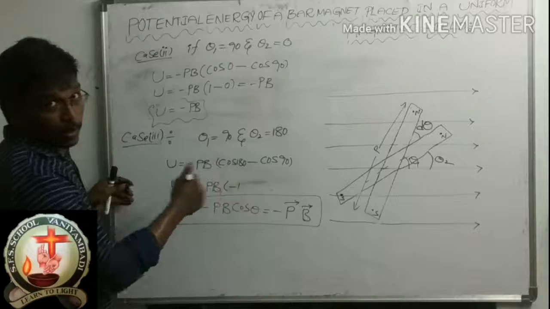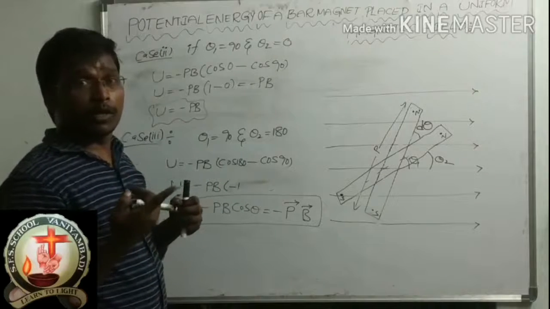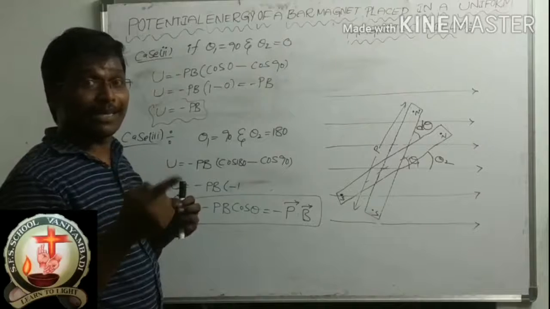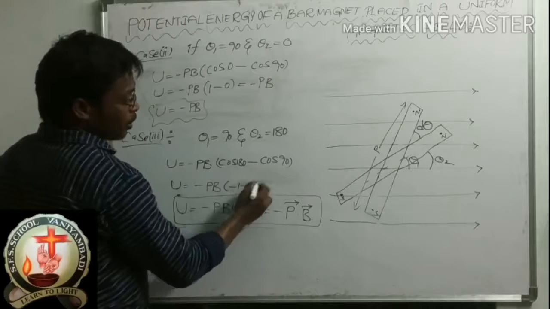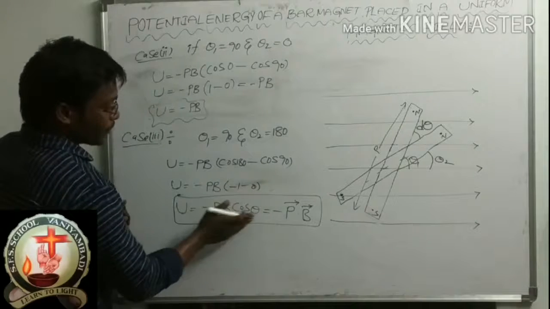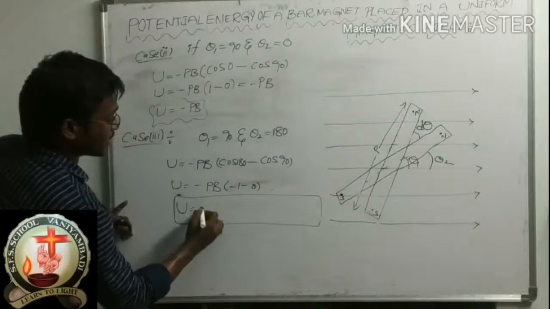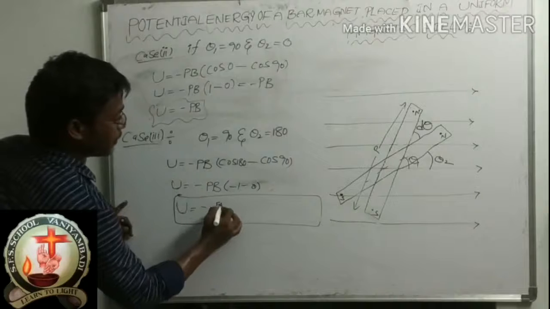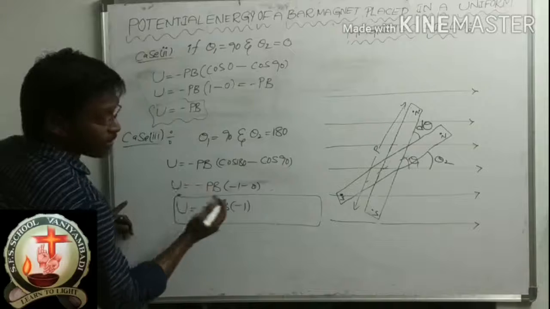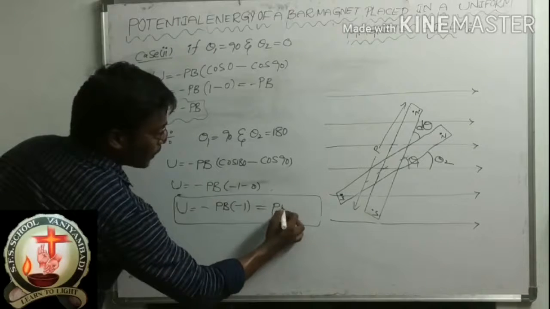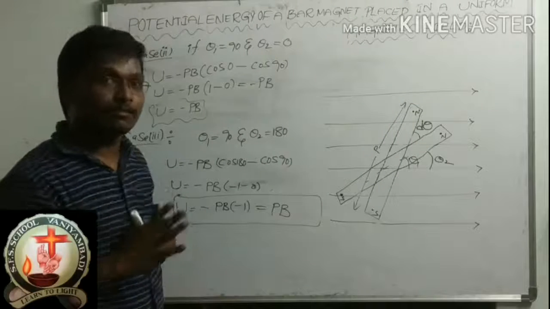You already know these values, I think. Cos 60 is 1 by 2, cos 120 is minus 1 by 2, cos 180 is minus 1. I told you these values already. So here cos 180 value is minus 1 and cos 90 value is 0. What is remaining? Minus PB into minus 1, so U is equal to plus PB. This is the expression of the potential energy in case 3.